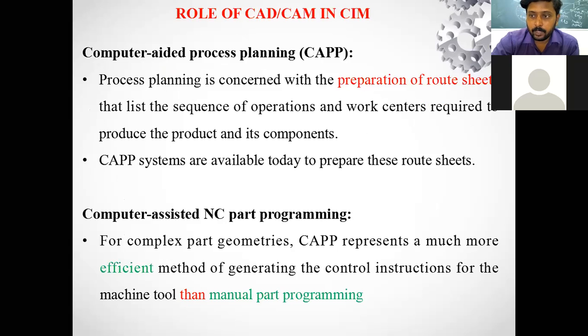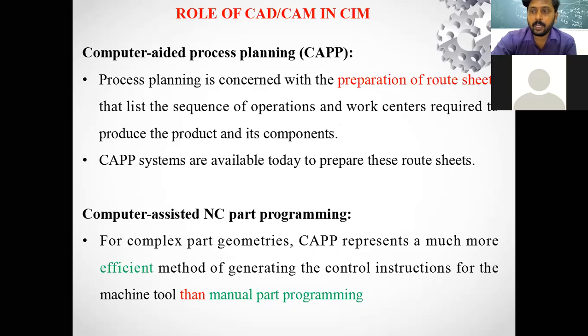Then we also know what is meant by CAPP, computer aided process planning, the first part of manufacturing planning. Process planning is concerned with the preparation of route sheets that list the sequence of operations and work centers required to produce the product and its components. These are available today to prepare these route sheets.